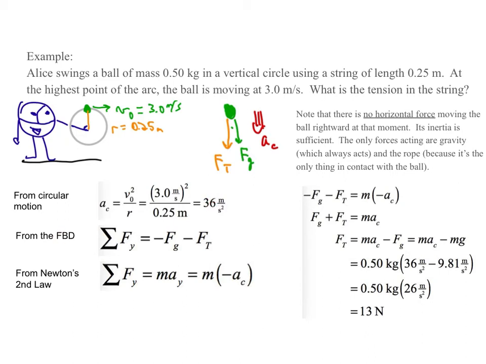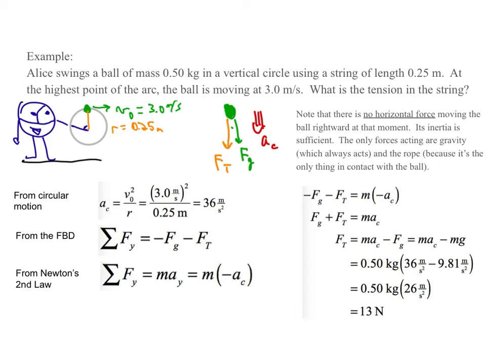From the free body diagram, we get that the net force in the y is Fg pointing downward and FT pointing downward. Here I've taken that downward is a negative direction, so they both get negatives. From the second law, we know that the net force is ma, but a is also pointing downward. Notice that there's no horizontal force pulling the ball to the right. The inertia is enough to carry it to the right. We don't need to be pulling it to the right. The force pulling down redirects that velocity, which is what we need.